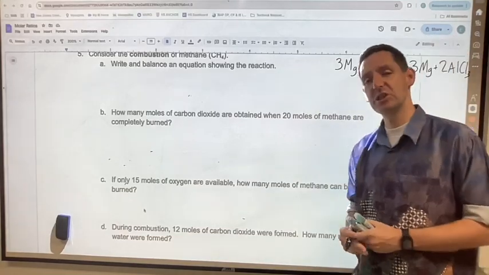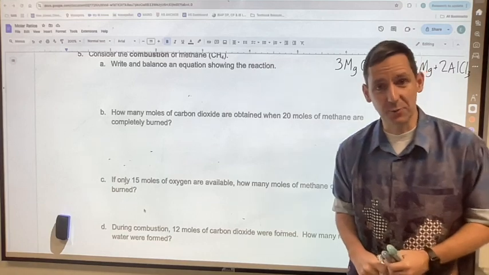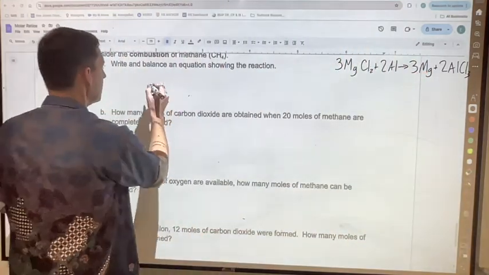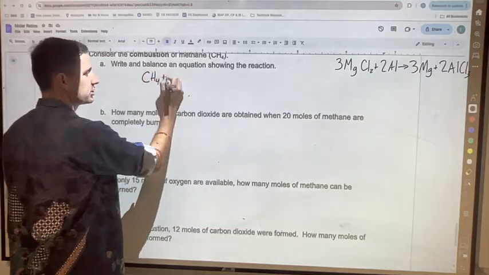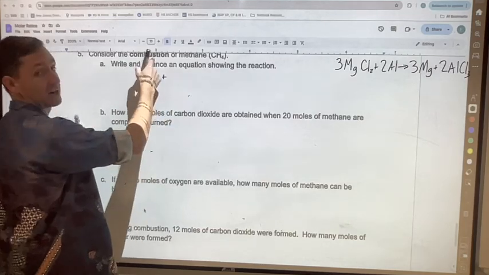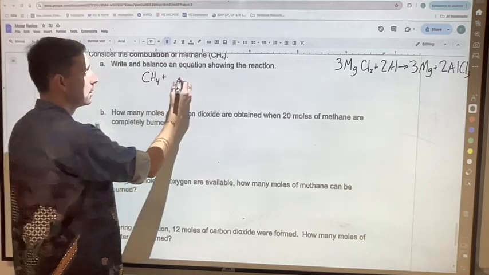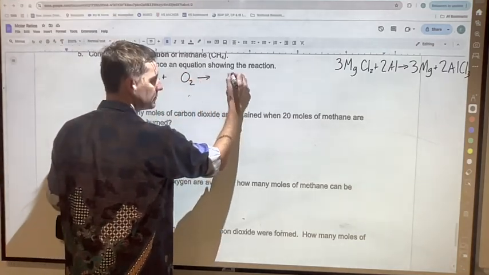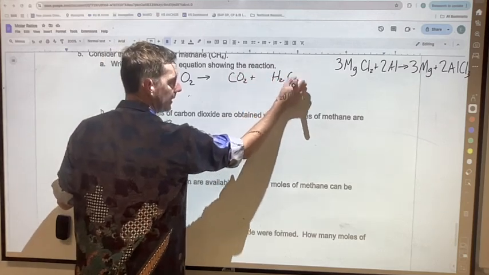Consider the combustion of methane. Write and balance an equation showing the reaction. All right, well, methane is CH4, okay? So CH4, and then it wants us to undergo combustion. So remember, combustion is when we have a hydrocarbon and we add oxygen and it becomes carbon dioxide and water.